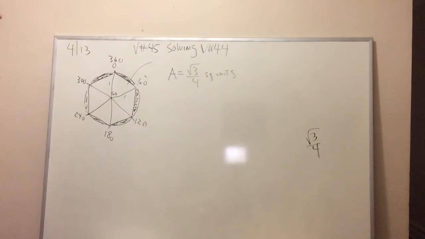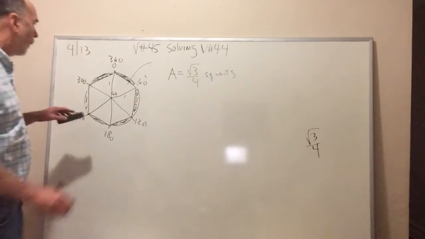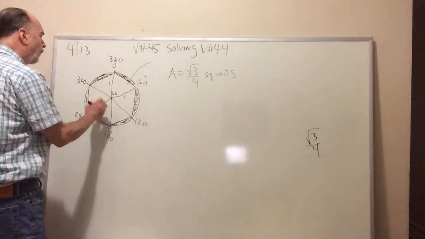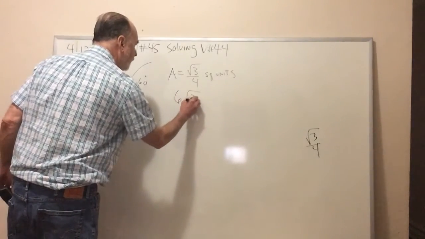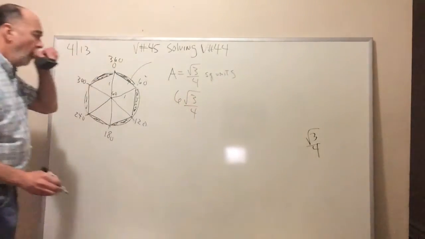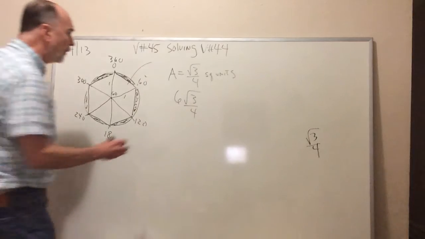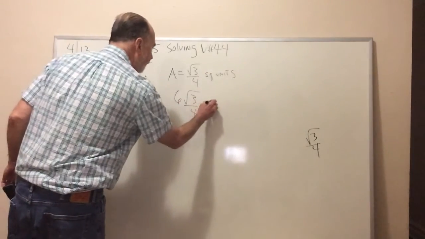Oh, okay. And now, how many are there? Well, we count again: 1, 2, 3, 4, 5, 6, just like a hexagon. So it's 6 times radical 3/4. But I told you, you can easily do that kind of work. Reduce the 6 and the 4.